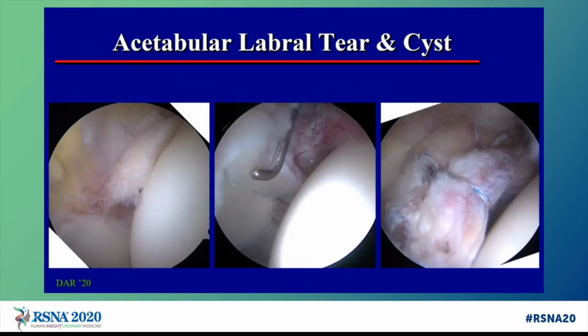And here's what that looks like in the arthroscope. There's your femoral head, the torn labrum. The probe is now moving the labral tear out of the way, and we can see the opening to that labral cyst. And the treatment of these is often just to repair the labrum down to the acetabular socket, and the cyst will go away.